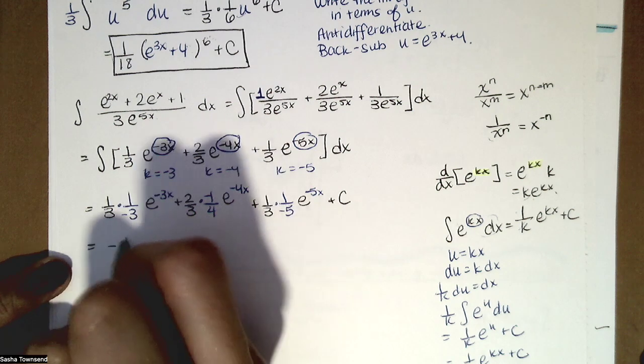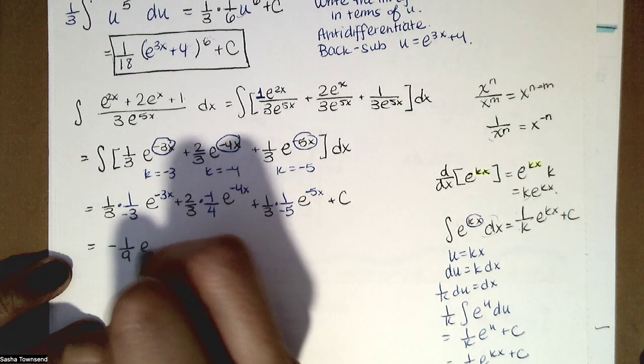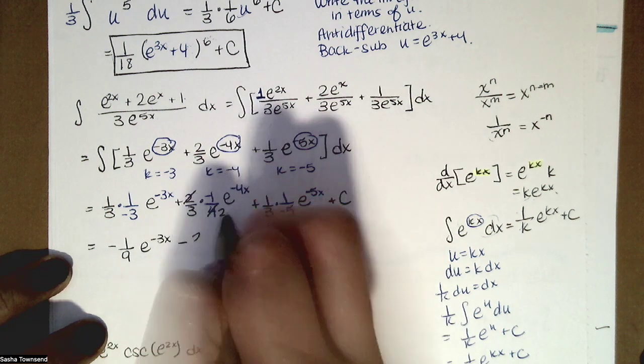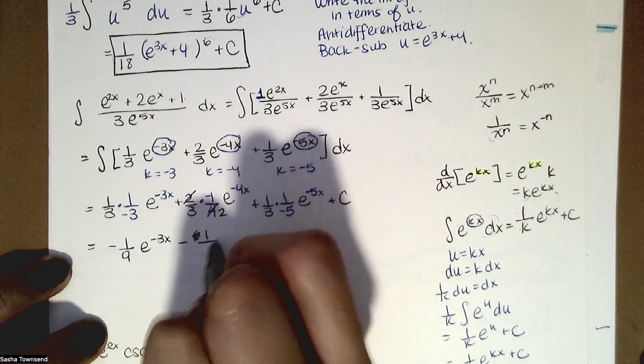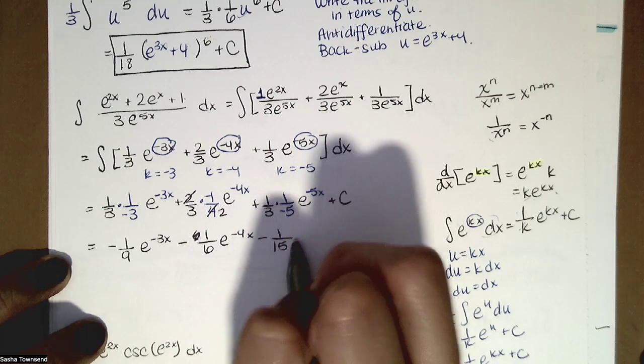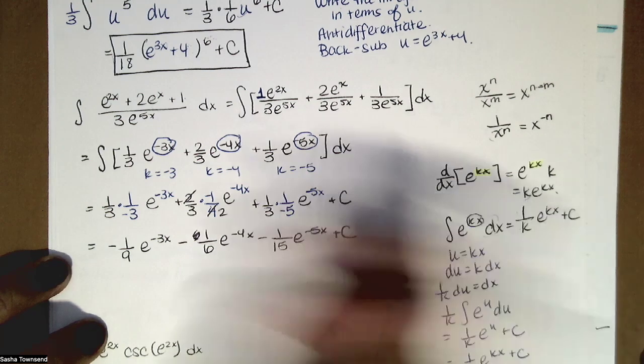We'll multiply those fractions straight across. So we get -1/9 e to the -3x minus, well, 2 goes into 4 twice. We're going to end up with -1/6 e to the -4x minus 1/15 e to the -5x plus c.